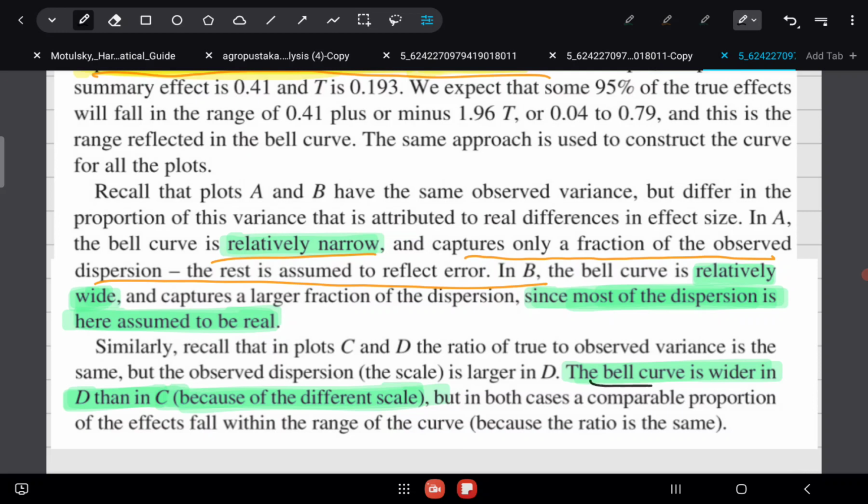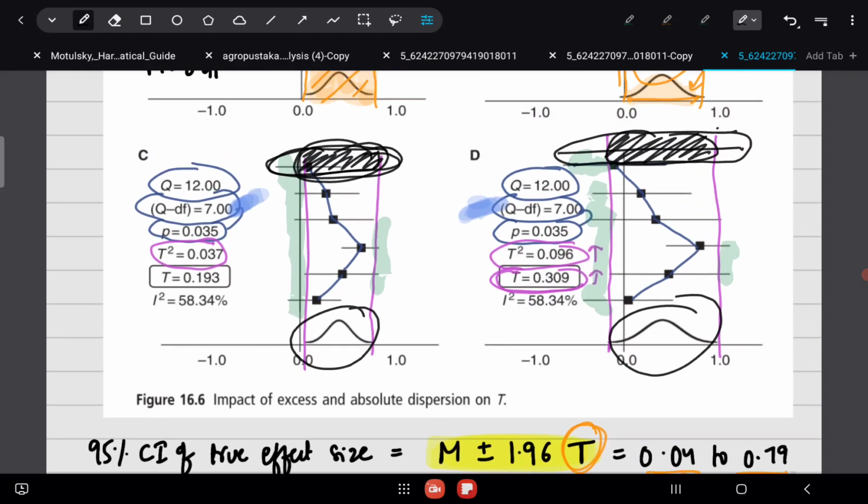So even though the curve is wider for C than D, the total dispersion is also more for C than D. So the I square statistic will remain the same, and a comparable proportion of the effect falls in the range of the curve because the ratio is the same.